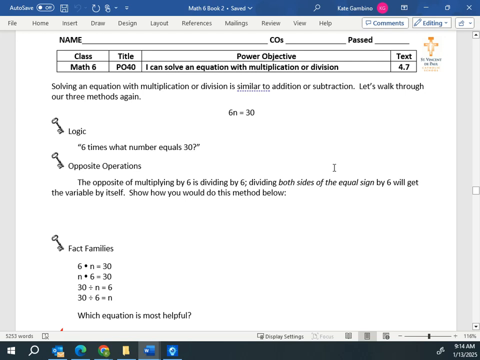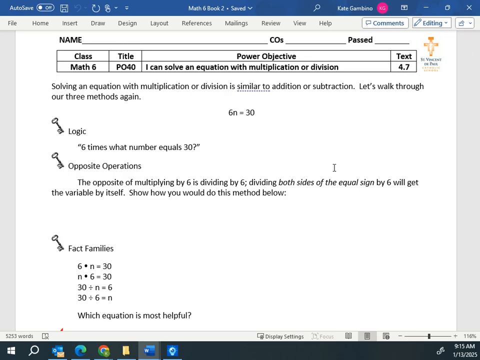Good morning. Today we are continuing working with solving equations with variables. Today we're doing multiplication and division. Very, very similar to the addition and subtraction objective we just did, but this time we're doing the operations of multiplication and division. So we have our same three methods that we can use to solve it.